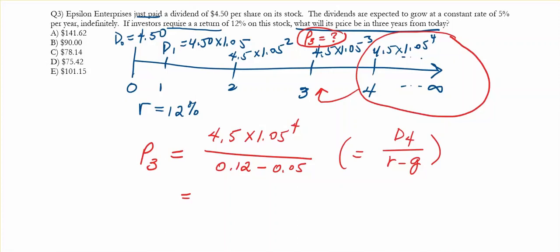So I would recommend just putting that exact equation into your calculator. Which would give you $78.14. And we see there's the answer C.